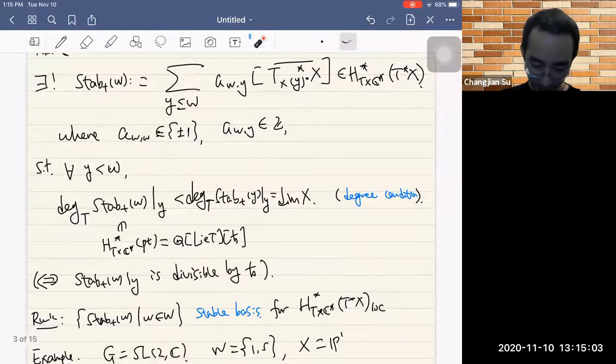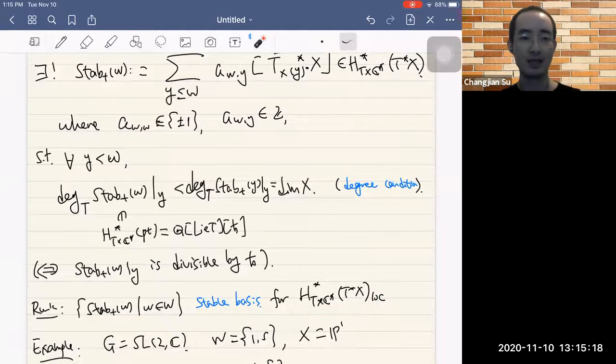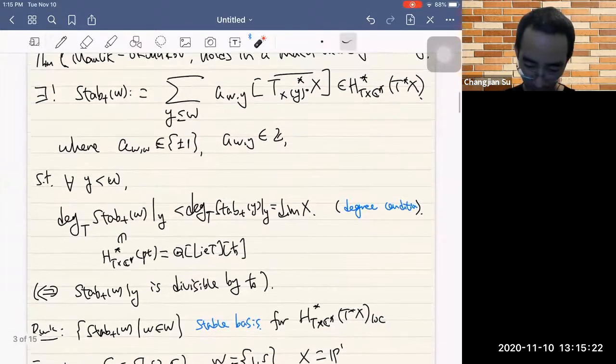Okay, so then, because of this triangular property, if you put all these stable classes together, then this will form a basis for the localized cohomology, and this is called the stable basis, or maybe called the stable envelopes.